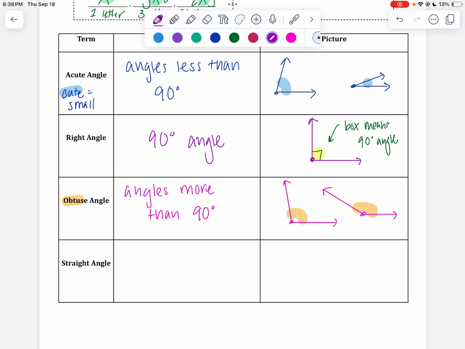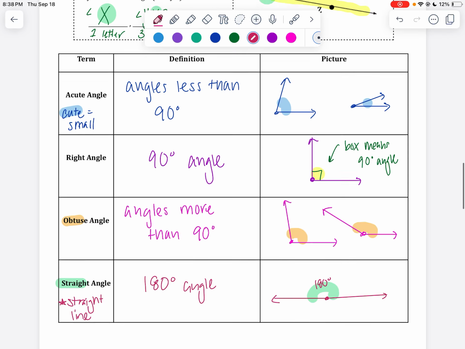And last but not least, we have a straight angle. A straight angle means that we're dealing with a straight line. So we have a 180-degree angle. Same thing, I'm going to start with a vertex. I have one ray going that way, and another ray going the opposite way. Since it's a straight angle, it's going to be all the way around. And I can label this to be 180 degrees. It is a straight line. All right, that's it for this handout.